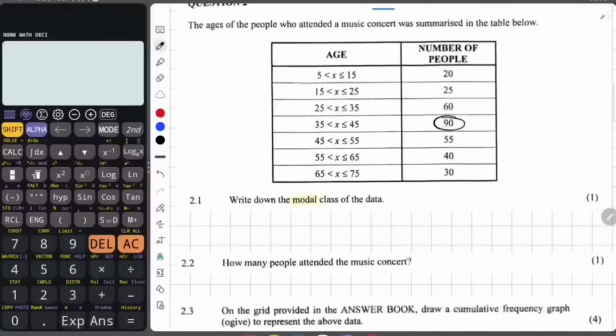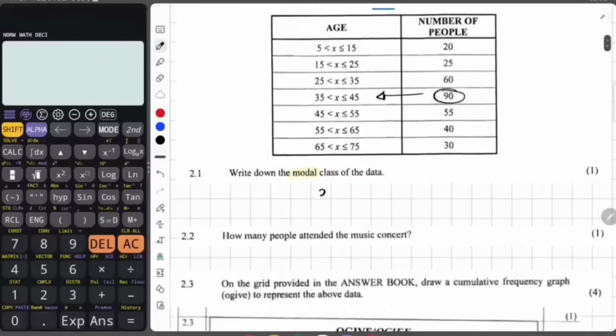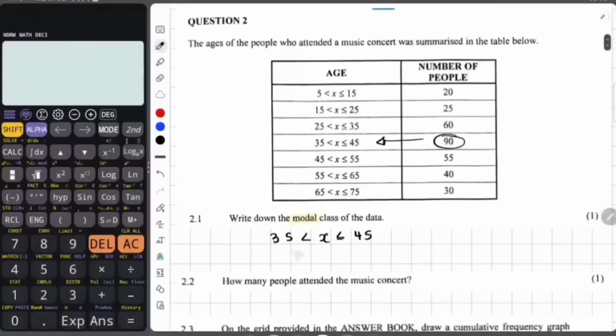So here, that frequency is 90. That's the highest. So the class for the highest frequency would be this, and so we're going to take that. That is where x is greater than 35 but less than or equal to 45. So people who attended this concert the most would be within this age range.